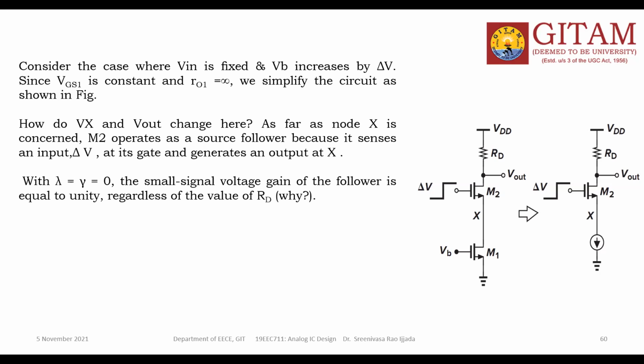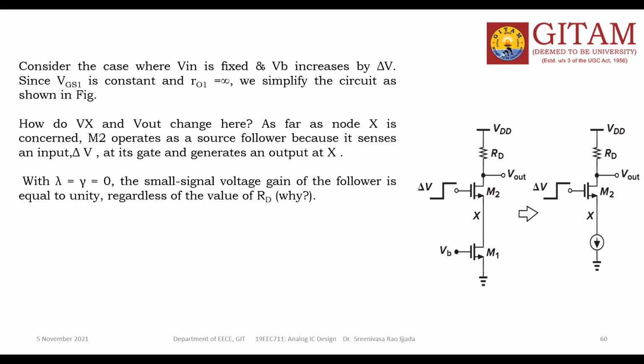Wherever you want to simplify, we should neglect two things: one is the body effect and the other is channel length modulation. So for convenience, I make both lambda and gamma zero. Then the small signal voltage gain of the voltage follower is equal to, what is a voltage follower? A voltage follower is a buffer. What is the gain of a buffer? Ideally we can say it is unity gain.